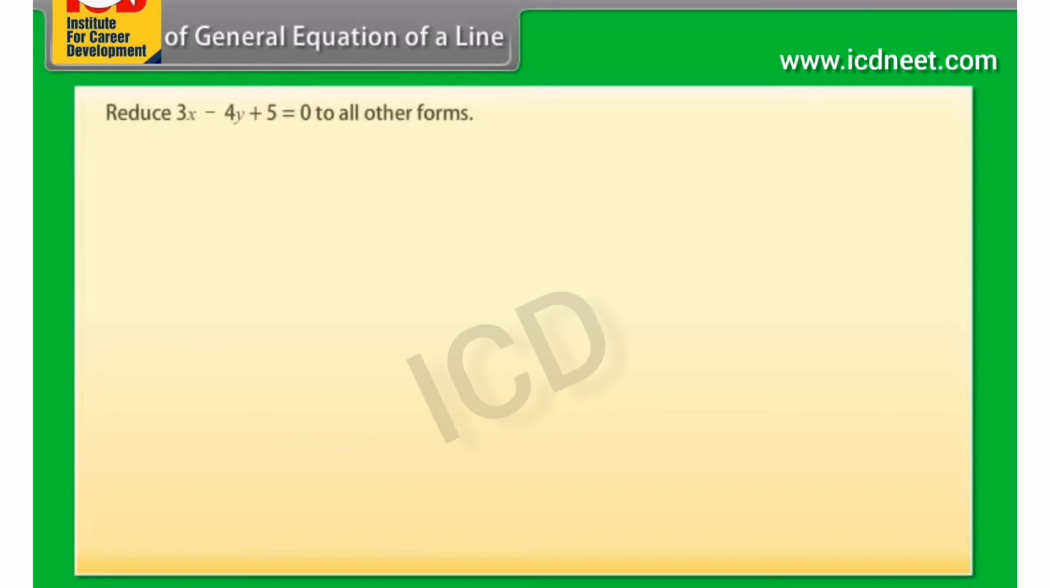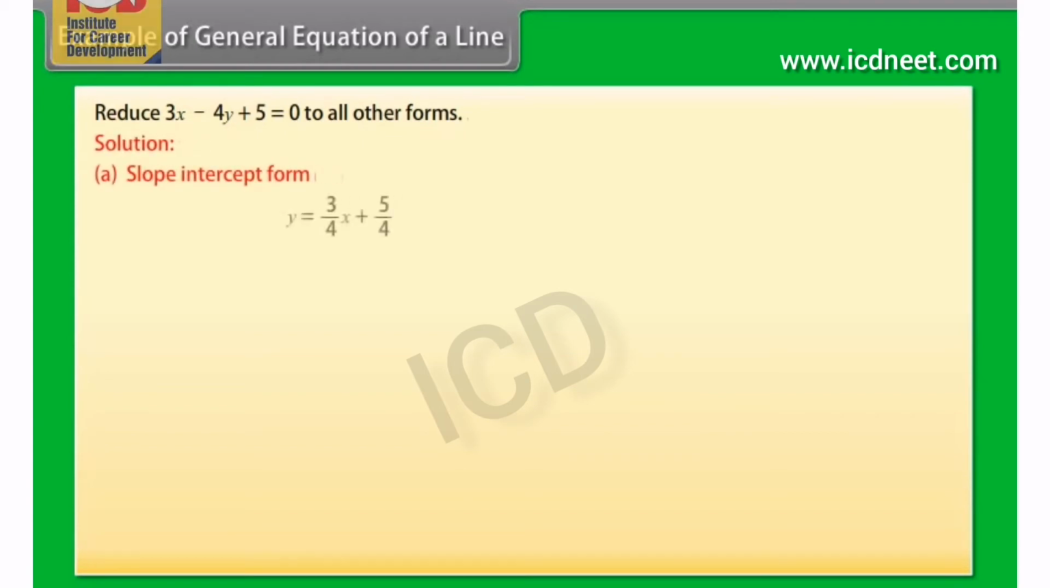Example of general equation of a line. Reduce 3x - 4y + 5 = 0 to all other forms. Solution. Slope-intercept form. y = (3/4)x + 5/4, where m, the slope, is equal to 3/4, and c = 5/4, that is the y-intercept.